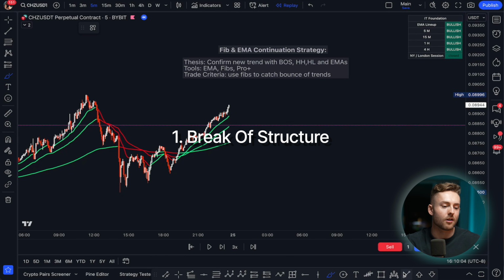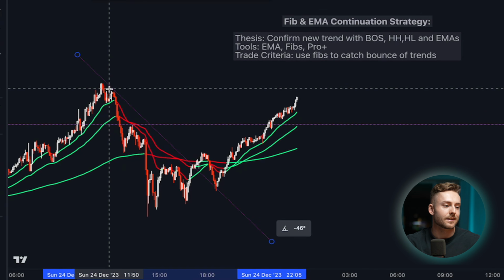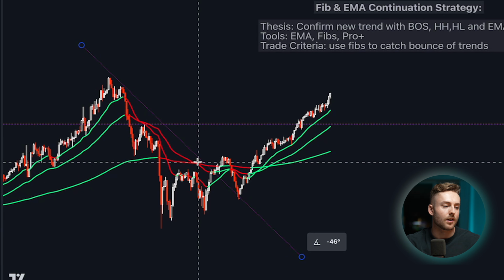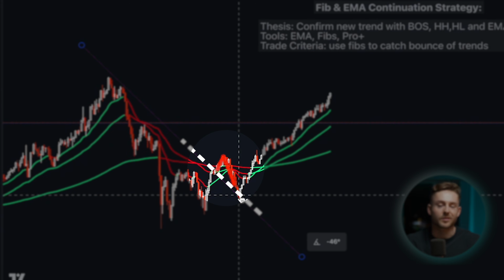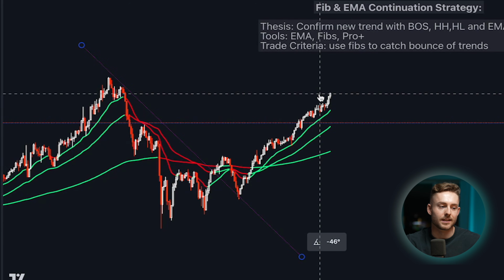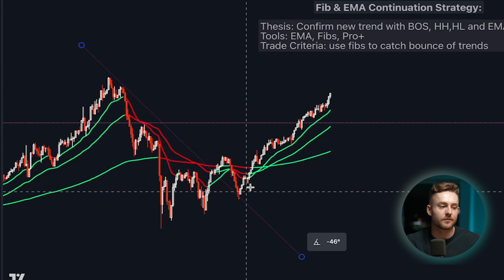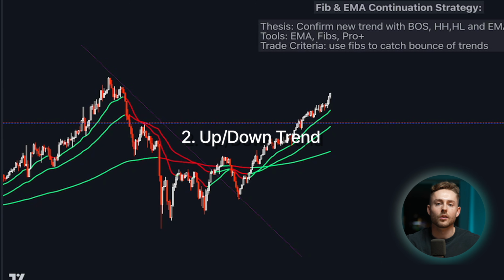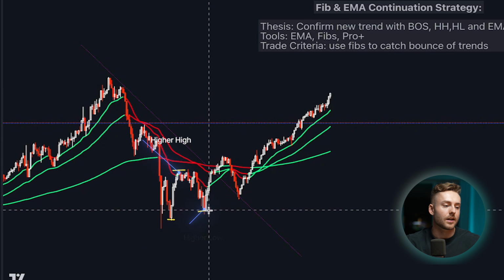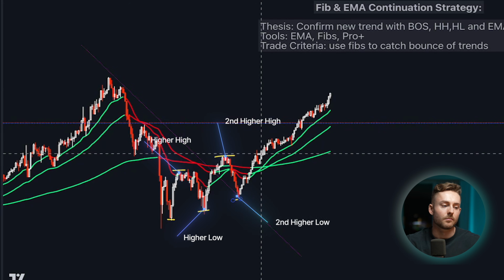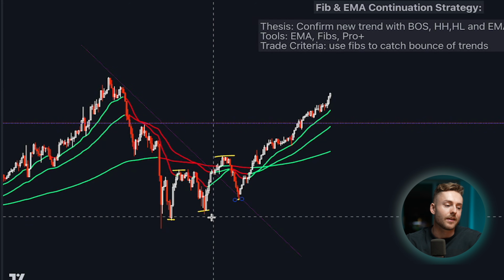First thing is going to be our break of structure. So we have price reacting off of this level, again, down off of here, breaking up through this level, responding off the top of this, and then making a continuation. So we have a break of structure in here. Second thing that we're going to look for is a higher high, higher low, and higher low. That also is going to confirm that we have a new uptrend.